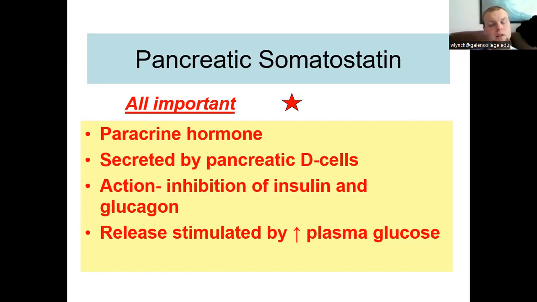So the action is to inhibit insulin and glucagon. It is going to be stimulated by increases in plasma glucose so that we don't have too much insulin released, and therefore we don't go into hypoglycemia after we have a large bolus of insulin that's made.